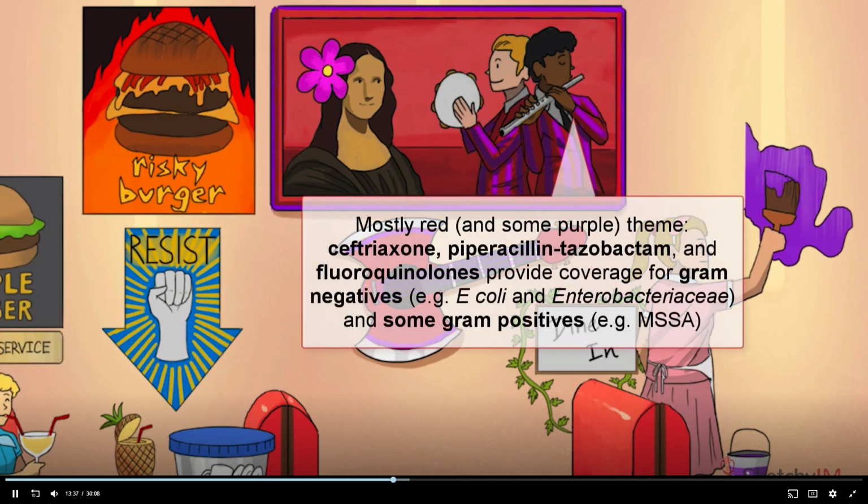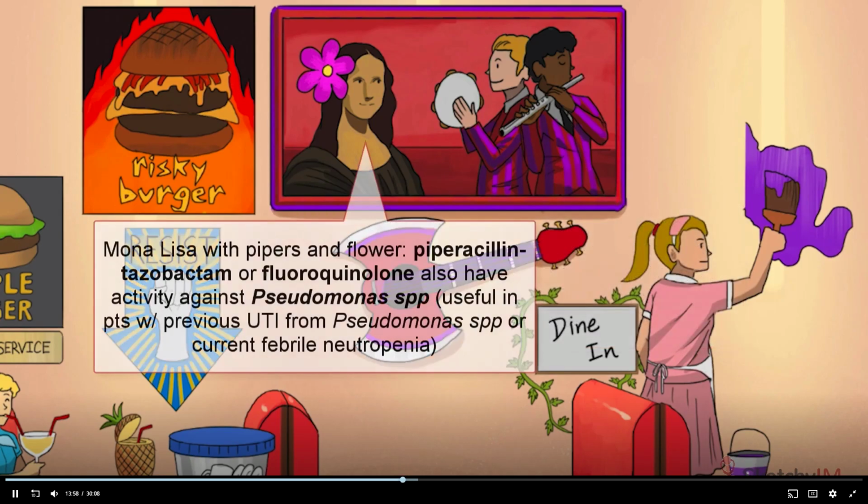These options give good gram-negative coverage. Think E. coli and other Enterobacteriaceae like Klebsiella and Proteus. These regimens also cover some gram-positives like Staph saprophyticus and aureus. So we've got a fuchsia and purple theme running throughout. Lots of red for lots of gram-negative coverage, along with some purple for some gram-positive coverage.